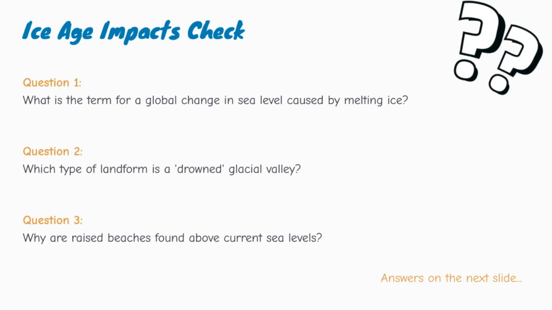Let's do a quick recap check. Question 1. What is the term for a global change in sea level caused by melting ice? Question 2. Which type of landform is a drowned glacial valley? Question 3. Why are raised beaches found above current sea levels? Take a moment to think about your answers. Remember, eustatic change is about sea level changing globally. Isostatic change is about land rising or falling locally. A drowned glacial valley is different from a drowned river valley.